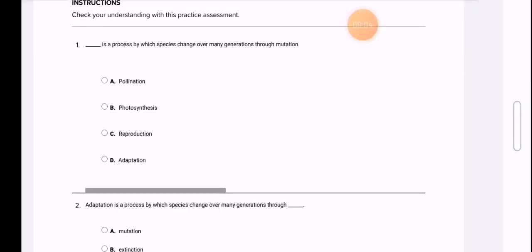Now let's start to solve our revision sheets. Number 1, adaptation and survival. Number 1 is a process by which a species change over many generations through mutation. Mutation here means to change your traits.